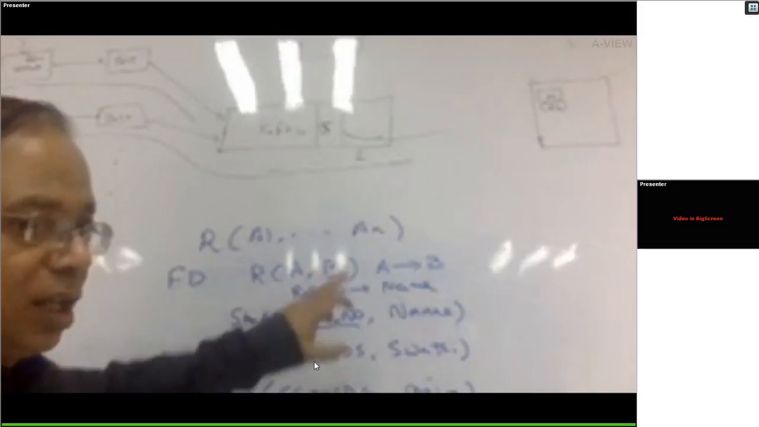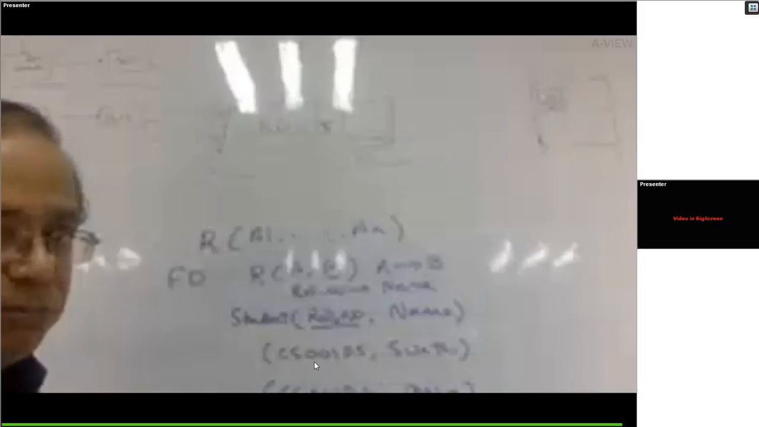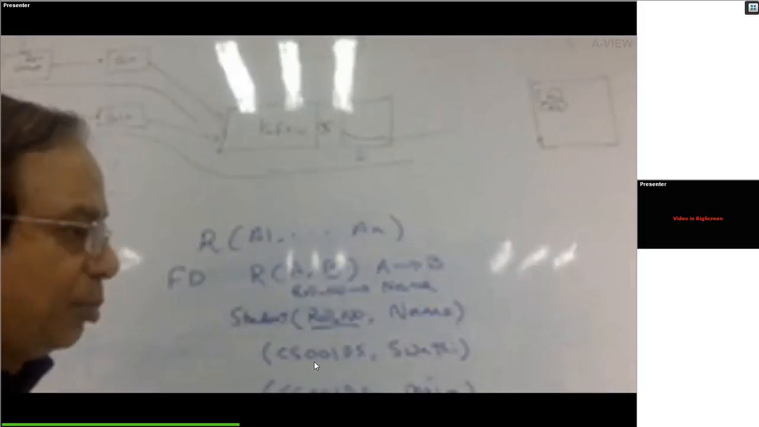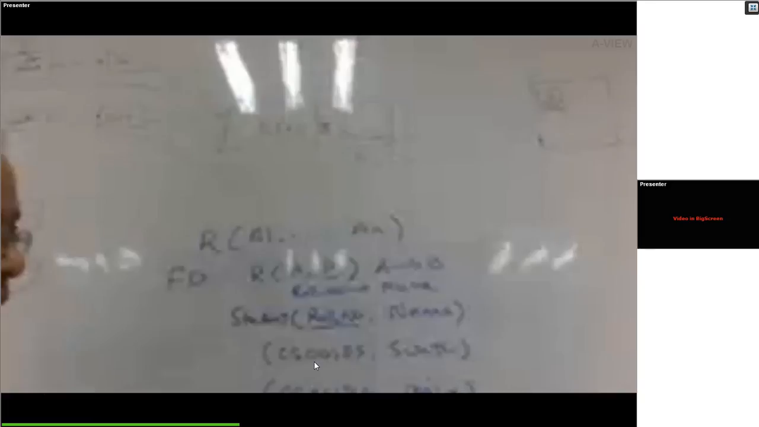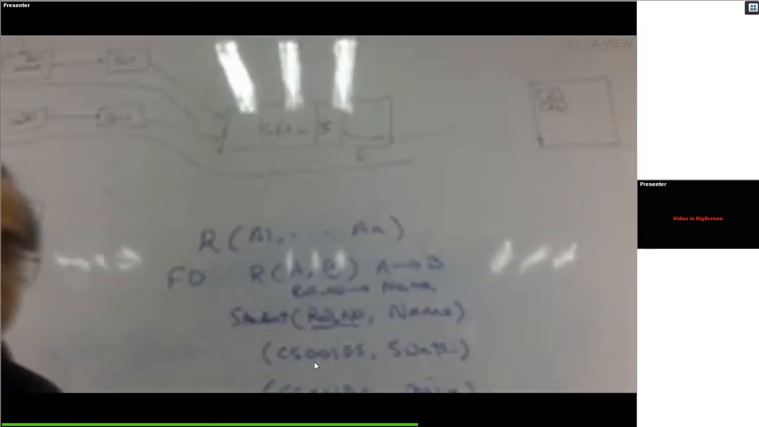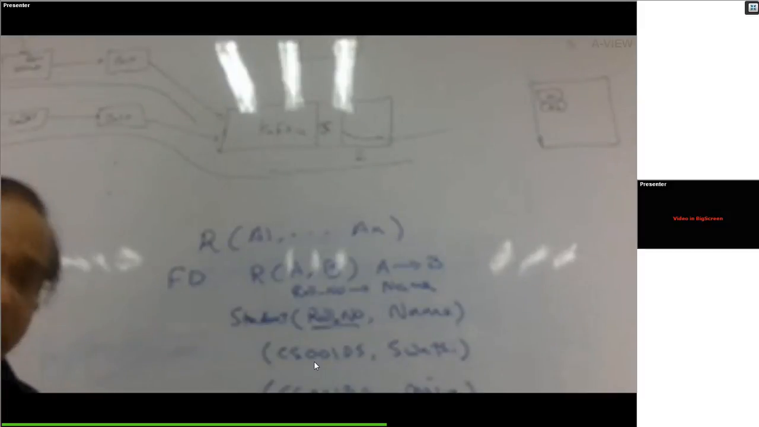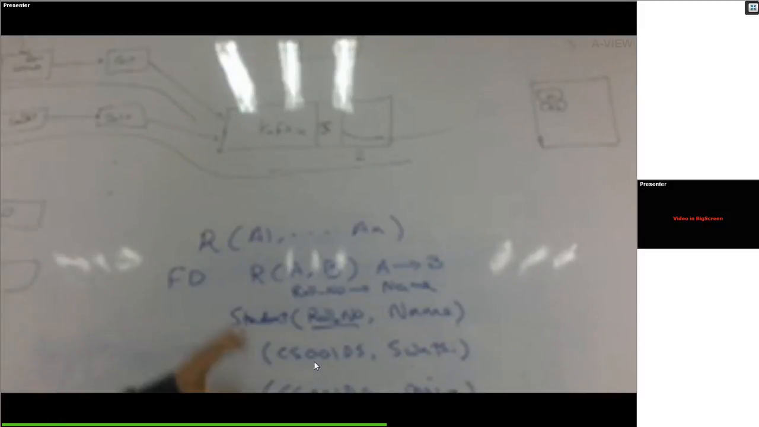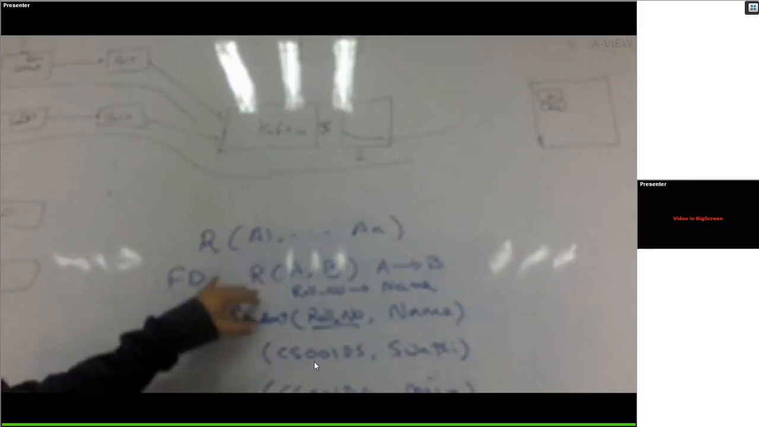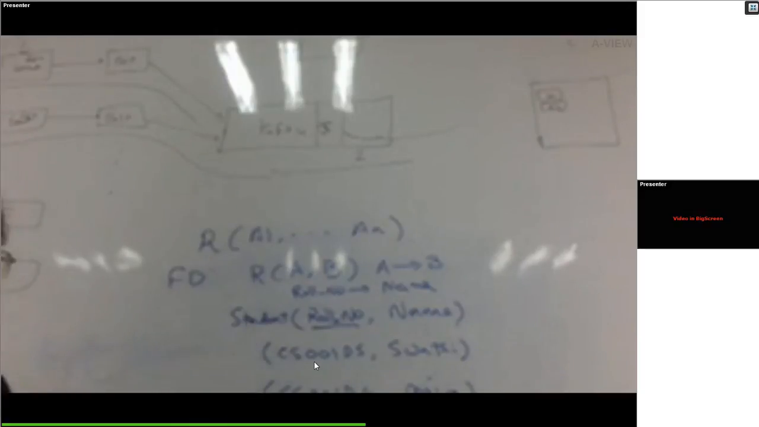Okay, the functional dependency between the attributes. Let me make this a little clearer for you. All these relations are coming from the domain. The attributes are coming from the domain. What value the attribute takes comes from the domain, and these functional dependencies are also coming from the domain.